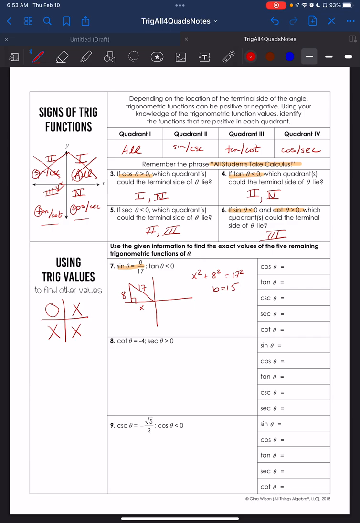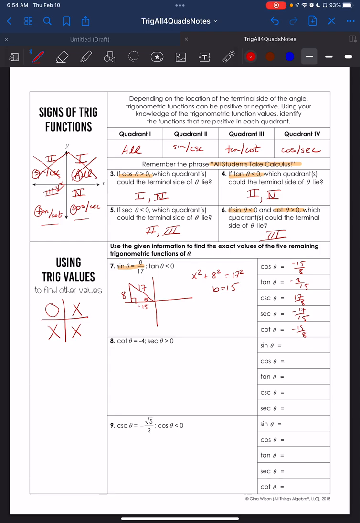But I'm going to remind myself that because I am in the second quadrant, that x value is actually negative. So there's my triangle with a negative 15. So cosine is negative 15 over 17. I'm just reading off my triangle, because your theta is right here. Tangent, negative 8/15. Cosecant then, 17/8. Secant, negative 17/15. And cotangent, negative 15/8. Okay, so that's that one.